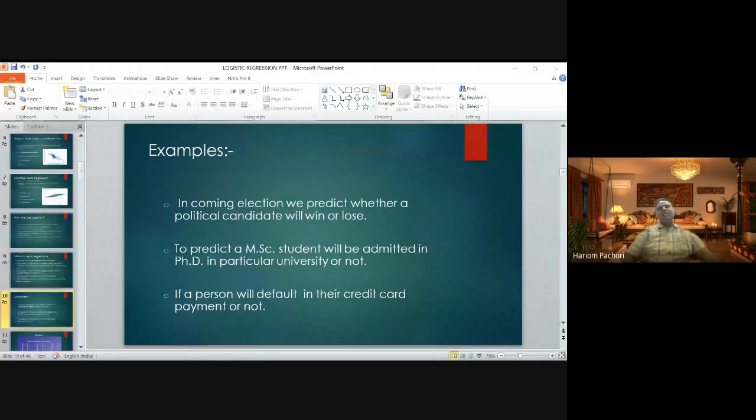So these are the three examples. First one is about the win or lose. Second one, whether they will secure admission or not. Third one, whether anyone will default in their credit card payment or not. So this is also another example.